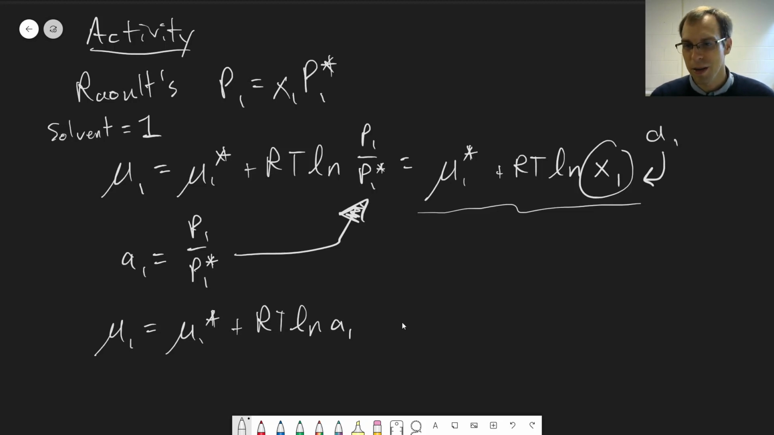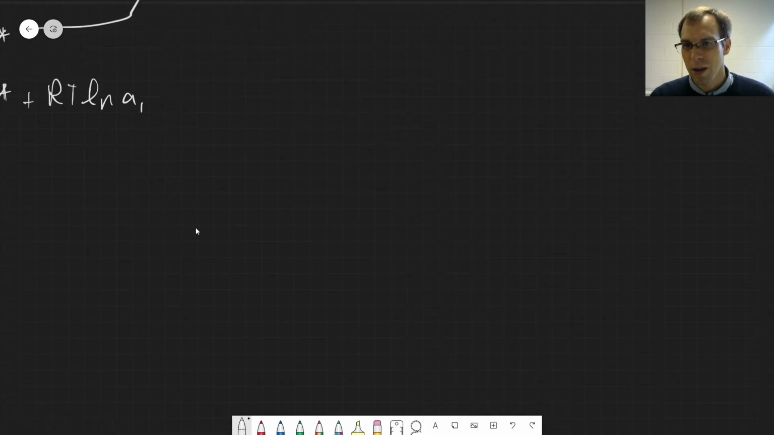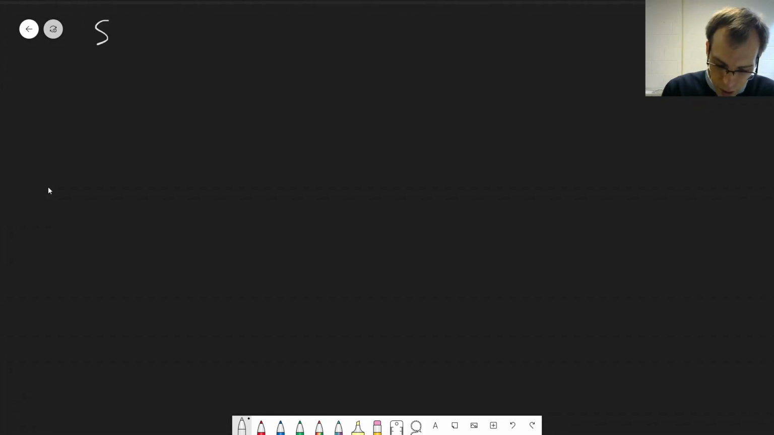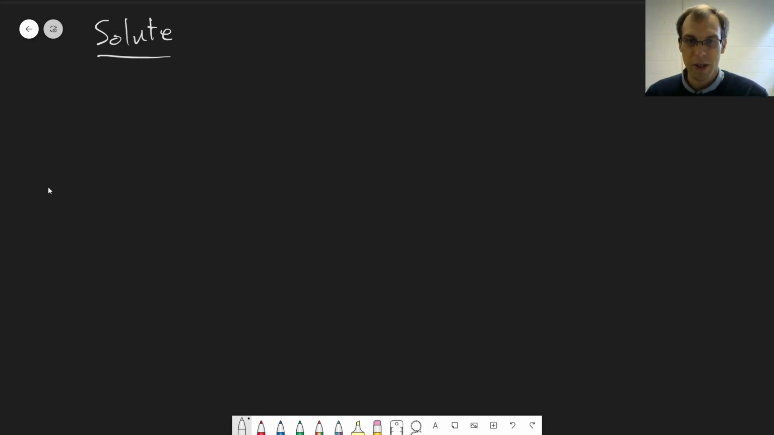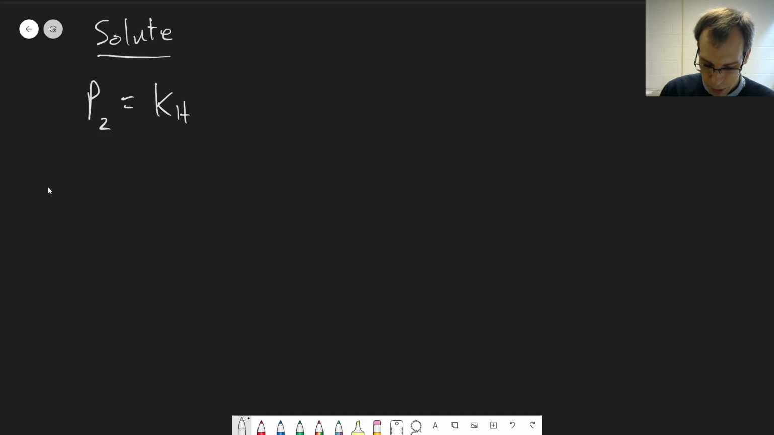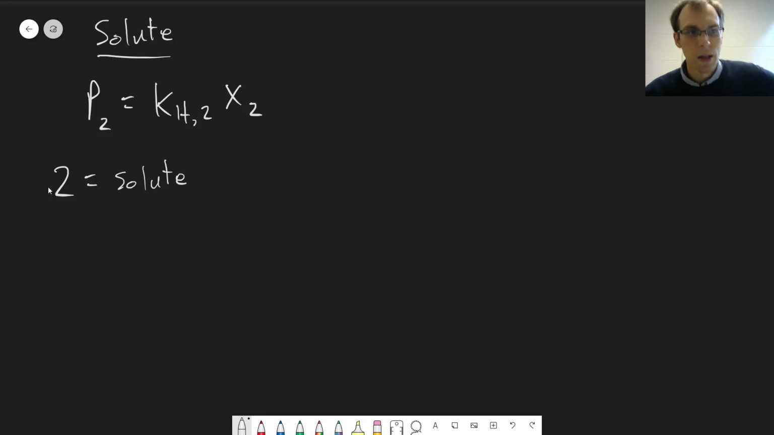The solute is a little bit more complicated. There we need to use Henry's law. As we discussed in the videos about non-ideal behavior, if the solvent is following Raoult's law, the solute is following Henry's law. As a reminder, Henry's law says that the vapor pressure of component 2 follows this equation, where we have some Henry's law constant, a linear coefficient, times the mole fraction of component 2. And again, component 2 is the solute, and we will consistently use that in this set of videos.